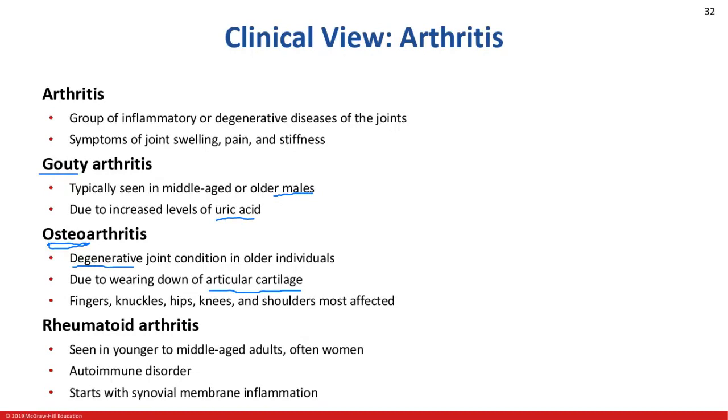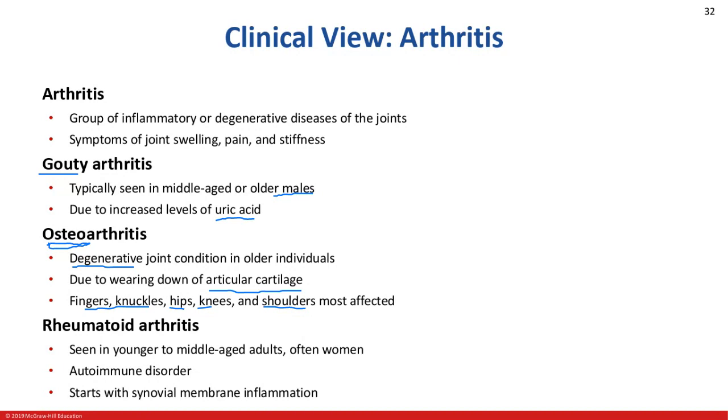We'll see it a lot in the weight-bearing joints, hips and knees a lot, even in the back. Shoulders, you'll see it, but it's not going to be as bad. Fingers, knuckles, in people that work with their hands quite a bit. It's a wear and tear. Osteoarthritis is a wear and tear arthritis. If you did a lot of work with your hands, you're going to get it.